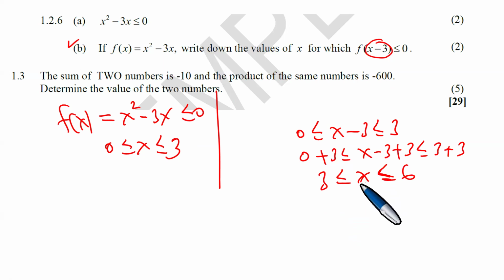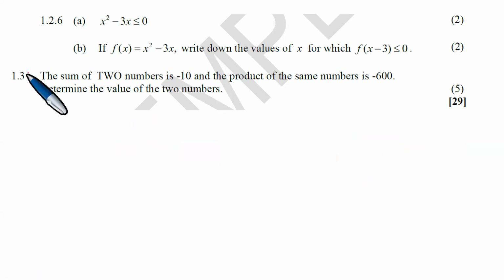So we move to the next question. Obviously, that means the answer to B is actually 3 less than or equal to x less than or equal to 6. The sum of two numbers is minus 10, and the product of the same numbers is minus 600. Determine the value of the two numbers. Right, so let's look at 1.3. It's a word problem. The sum of two numbers is minus 10. The product of the numbers is minus 600. Determine the value of the two numbers.